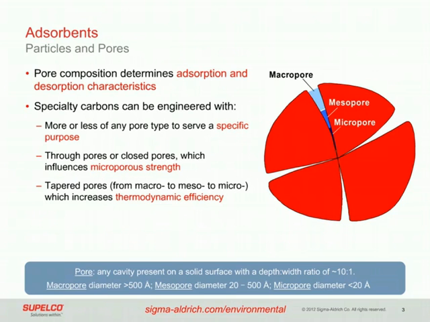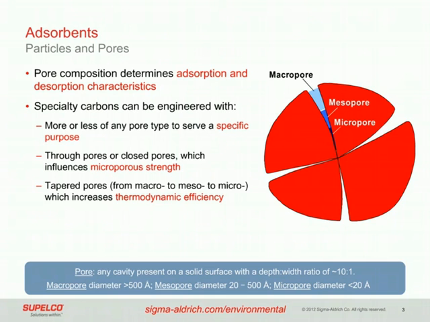Before we discuss the drawbacks and the advantages, let's discuss a bit about what a particle looks like and also the pores in the particle. In particular, the pores are very important to particles because the composition of those pores determines the absorption and desorption characteristics of that adsorbent. As you can see in the diagram, we have a particle with macropores, which are fairly wide, down to micropores, which obviously are the more narrow pores. Mesopores tend to be a little bit in between those two.